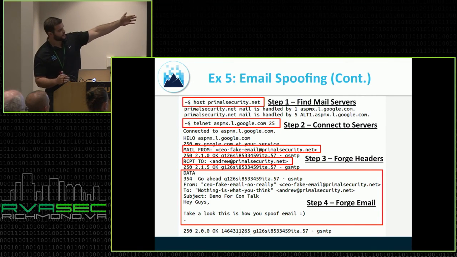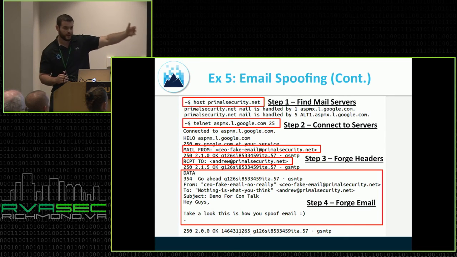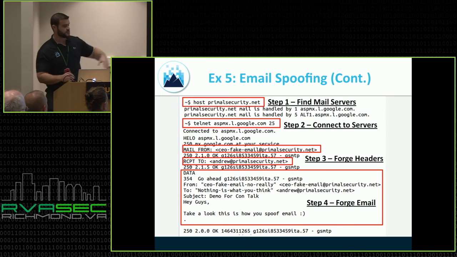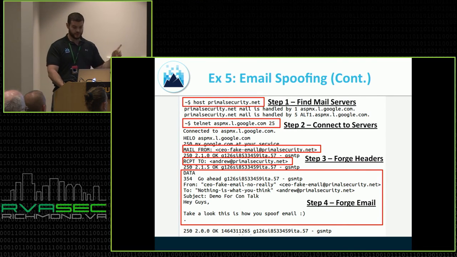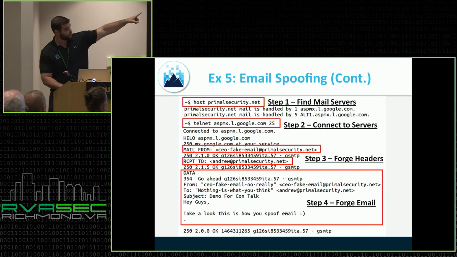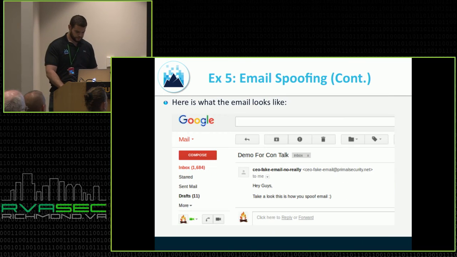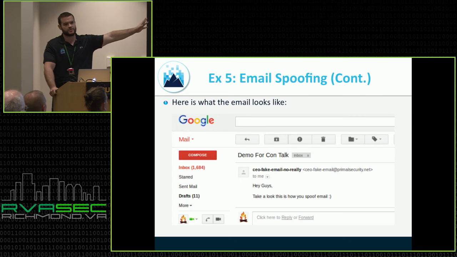Typing data, putting in all the email headers here, subject line, hey guys, take a look, this is how you spoof email. And the period there at the end specifies that the email's over, you hit enter, and it sends it, hopefully. So this is actually with Google Apps for Work. You might notice that the Google is the mail server, and that's what it looks like in your inbox. Doesn't say it's been spoofed, doesn't have any indication other than the one I made, CEO fake email at primalsecurity.net. Pretty scary stuff, and that will work, tricking users if they see that kind of thing.